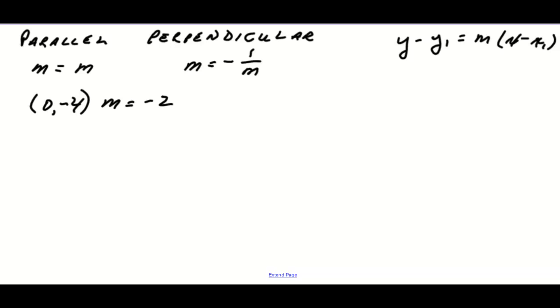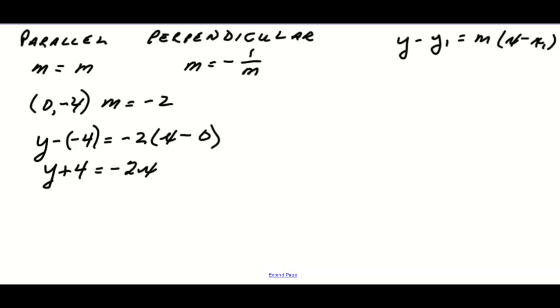Using that formula, we'll go y minus, and y1 happens to be negative 4, equals m, which is negative 2, times x minus x1, which is 0. What we get is y plus 4 equals negative 2x. And then subtracting 4 from both sides, we get y equals negative 2x minus 4. Now that's one approach that you can use.